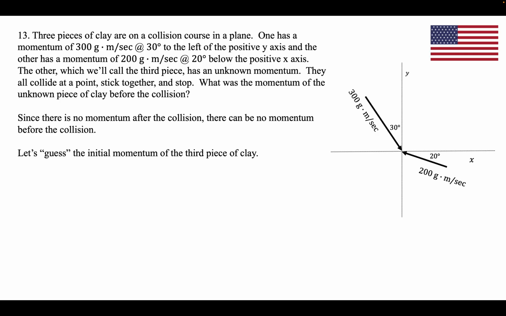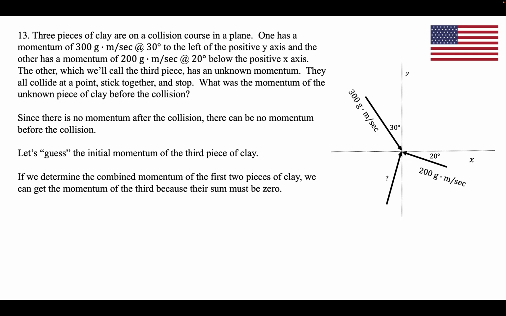So let's guess at the initial momentum of the third piece of clay. Where do you think it's coming in from? Think about it. It's got to be something like that. We're not sure exactly how long it is, the magnitude, or the direction, but it should be something like that. If we determine the combined momentum of the first two pieces, we can get the momentum of the third piece because their sum must be zero.